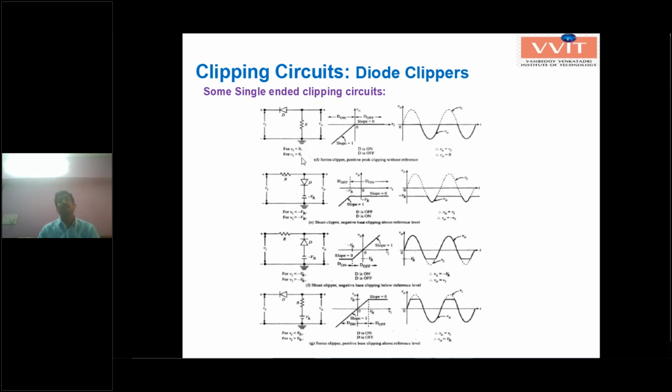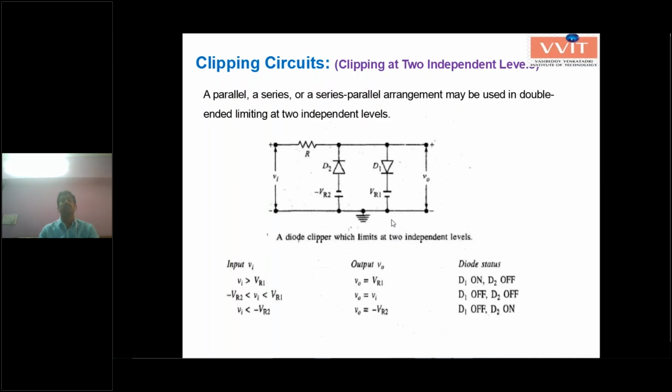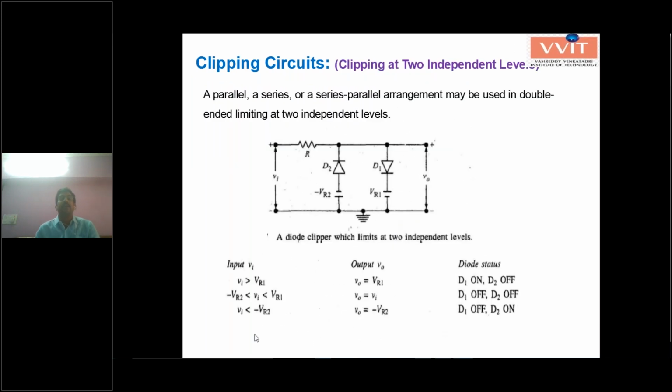But one more thing: negative reference supply also will be there. Here we are considering this is the positive reference, and here considering minus supply, minus VR also. Then another circuit. Likewise, series clippers will be 6 circuits and shunt clippers will be 6 circuits. So the corresponding outputs and transfer characteristics we have to show here. Go through this one.